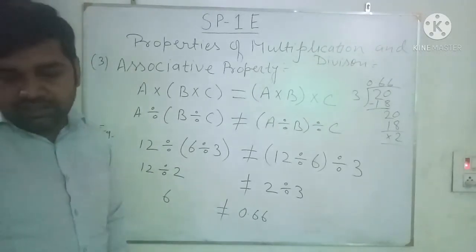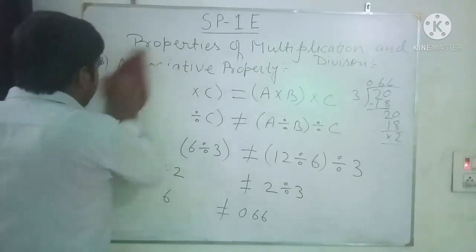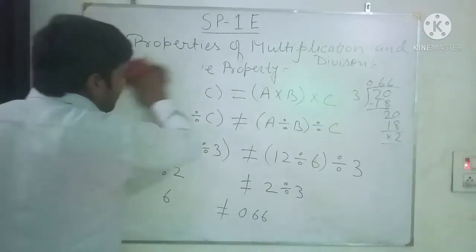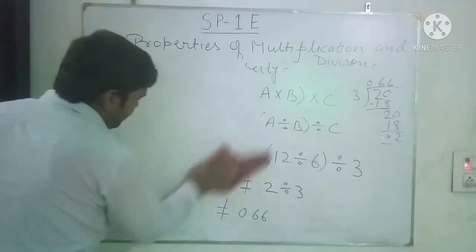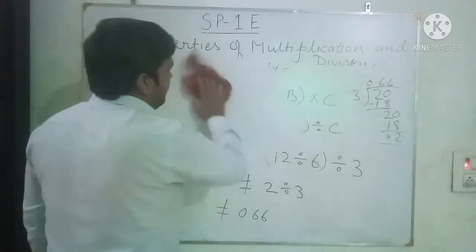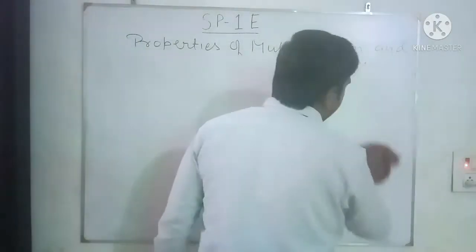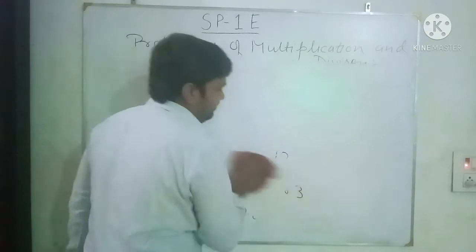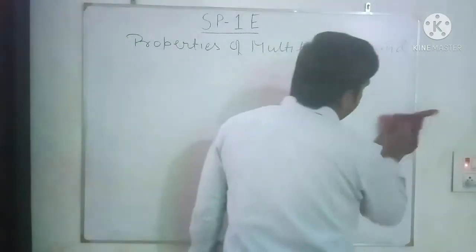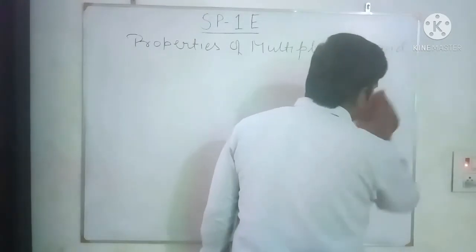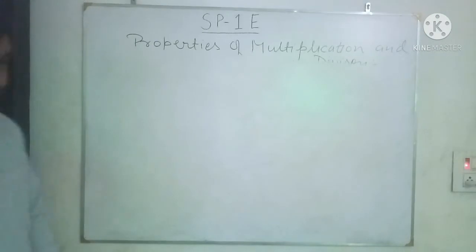Next is the existence of multiplicative identity. What is the multiplicative identity? When you multiply any number, you get the same number; the product will be the same. We have to find such a number by which we multiply, and the product does not change. That is called the multiplicative identity. Such a number is 1. If you multiply any number by 1, you will get the same number.